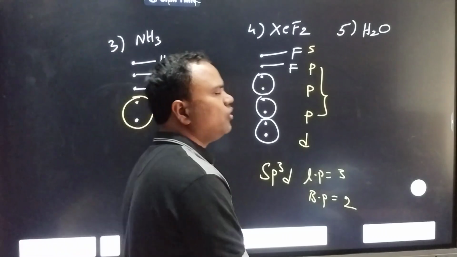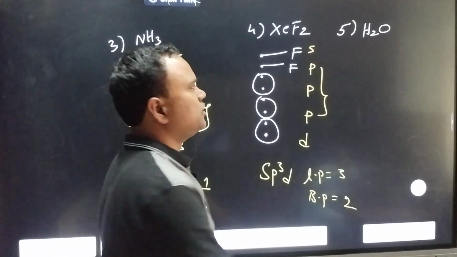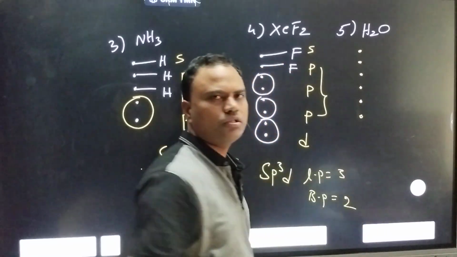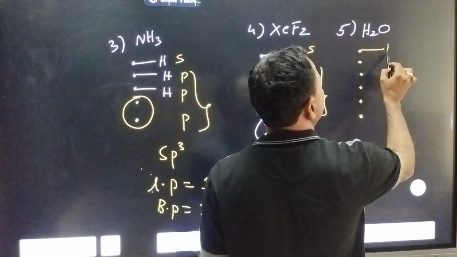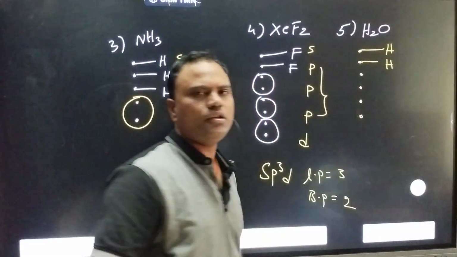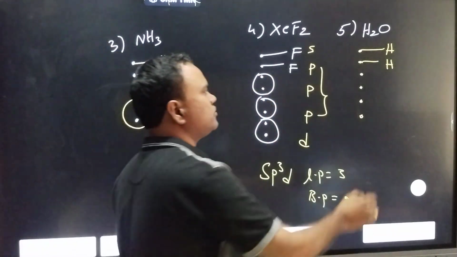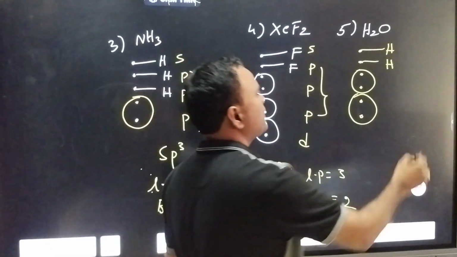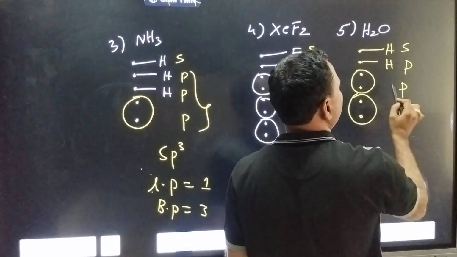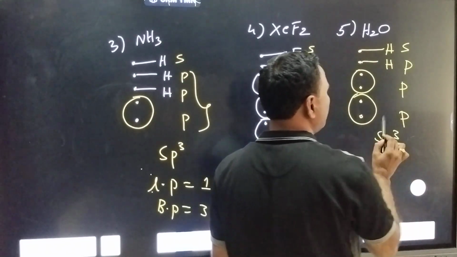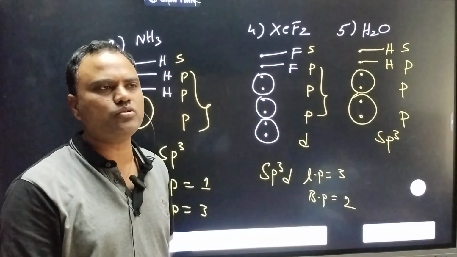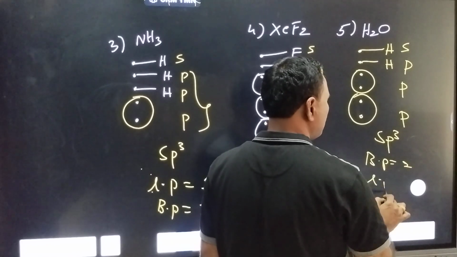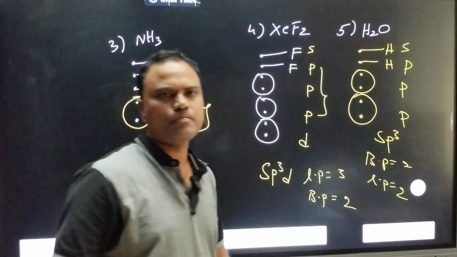In H2O, oxygen belongs to which group? Group 6A, so six dots: one, two, three, four, five, six. Six dots. Hydrogen, hydrogen. If any electrons remain, what do we have to do? Keep two electrons in one circle. Yes, p, p, p. sp3 hybridization with two bond pairs and two lone pairs. Bond pairs are two, lone pairs also two.